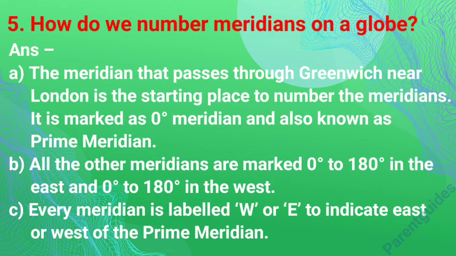5. How do we number meridians on a globe? Answer. A. The meridian that passes through Greenwich near London is the starting place to number the meridians. It is marked as 0 degree meridian and also known as prime meridian. B. All the other meridians are marked 0 degree to 180 degree in the east and 0 degree to 180 degree in the west. C. Every meridian is labeled W or E to indicate east or west of the prime meridian.